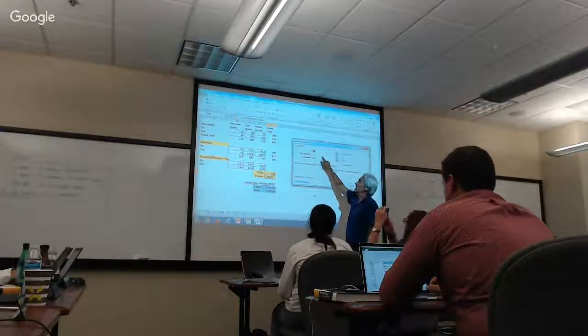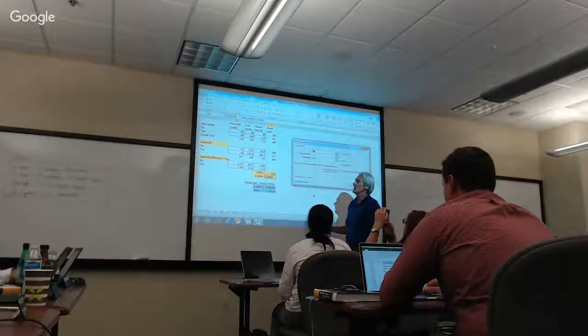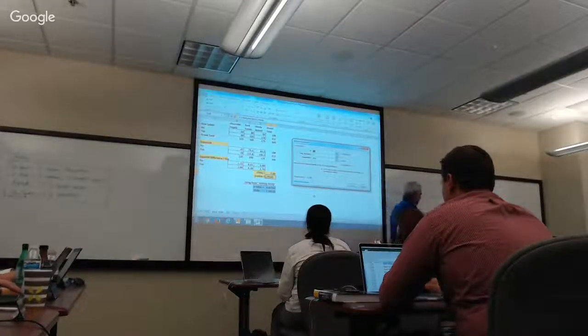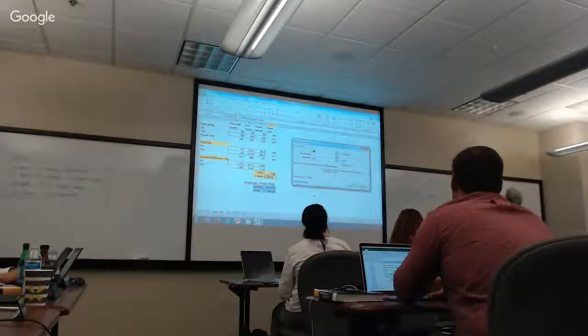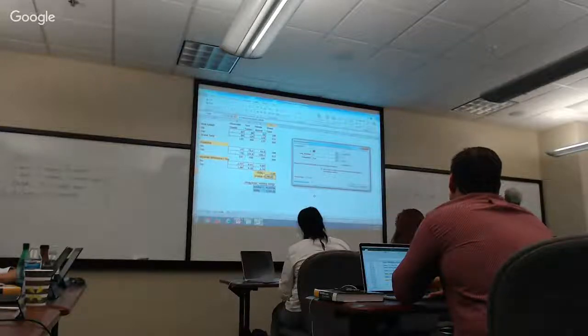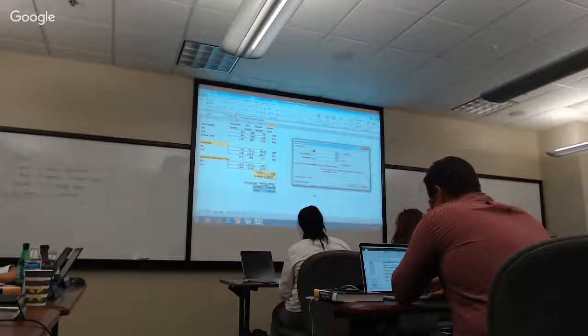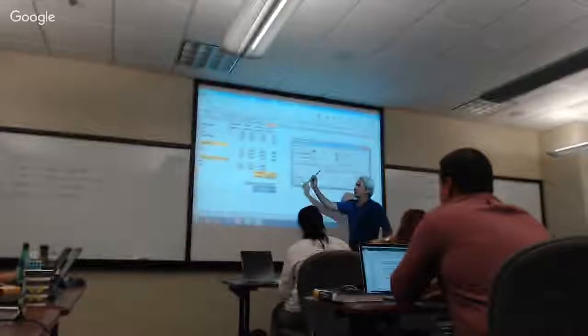So all I had to do then was tell it how many degrees of freedom I had. And degrees of freedom in the chi-square is simply the number of rows minus 1 times the number of columns minus 1, not counting the grand total. So how many columns do we have?